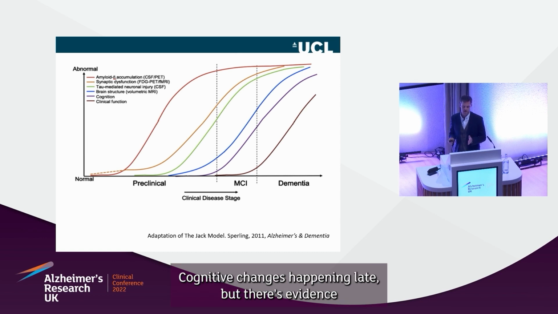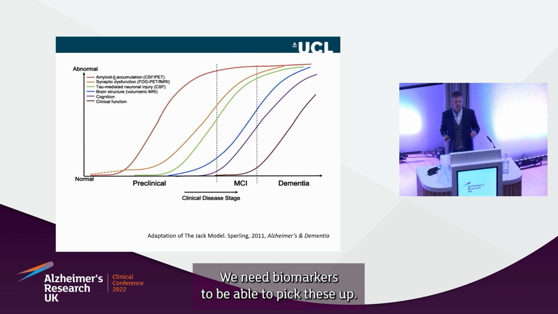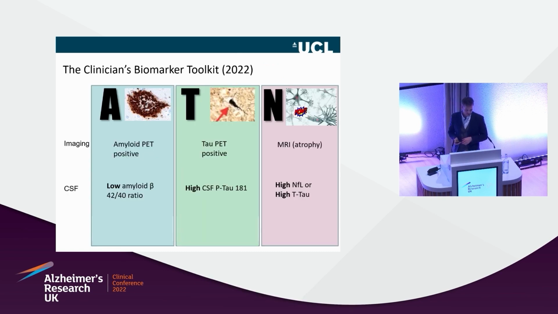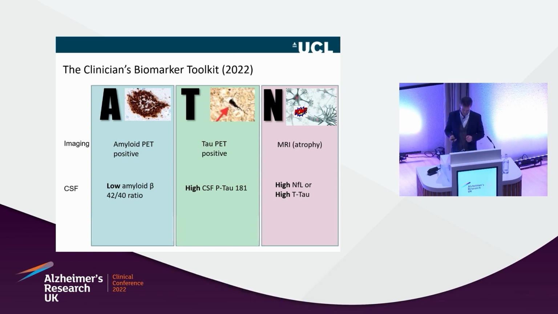So cognitive changes happening late, but there's evidence of amyloid, tau, synaptic dysfunction happening well before that. So we need biomarkers to be able to pick these up. So what is in the clinician's toolkit for biomarkers in 2022?